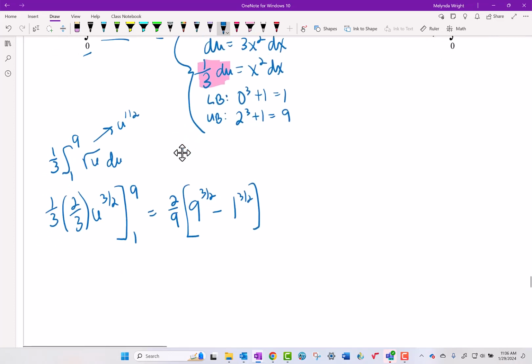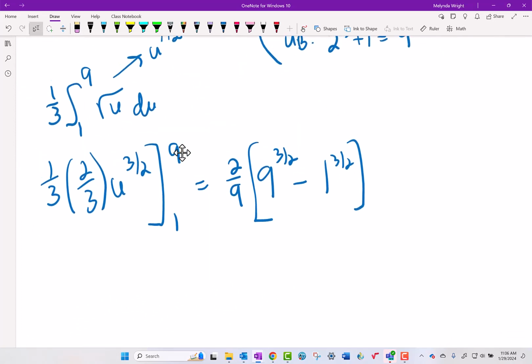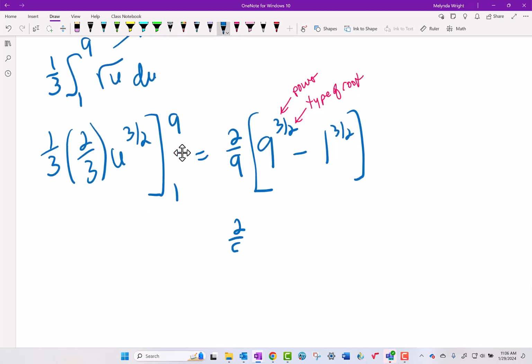So let's think back to our previous work with exponents. Remember this: the bottom number is the type of root, and the top number is the power. So I would take the square root of 9. The square root of 9 is 3, and 3 cubed is 27. So I've got 27 minus 1, and 1 to pretty much anything is 1. I just love 1. It's great.